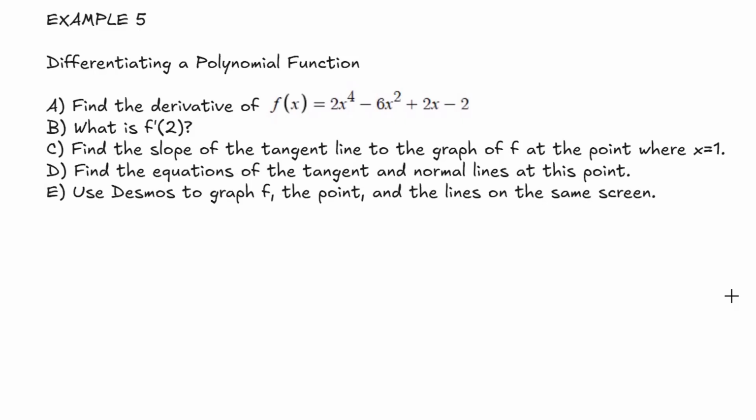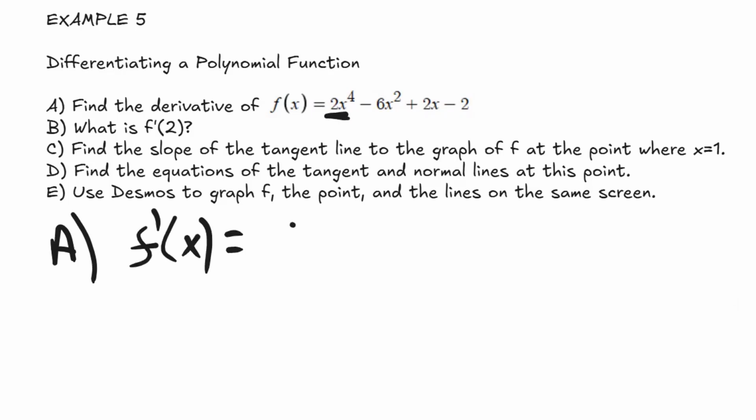Here's an example where we're going to pull this all together and do some of the things that we've already done before. So part A says find the derivative of f of x here. So we're going to use the sum and difference rule, the constant multiple rule, the power rule, and the constant rule. So f prime, if we do the 2x to the fourth, the derivative of x to the fourth is 4x cubed, but the 4 is going to multiply the 2, making this 8, minus the derivative of the squaring function. The 2 comes down, multiplies the 6, and that becomes 12.